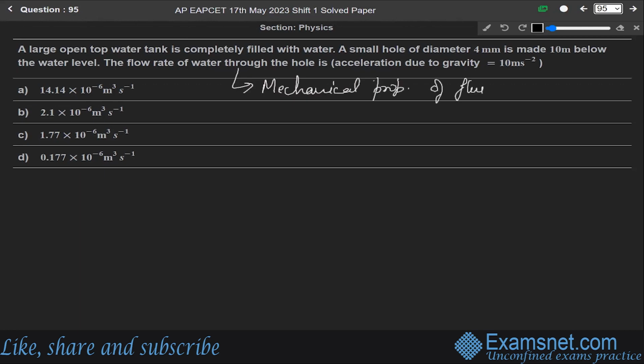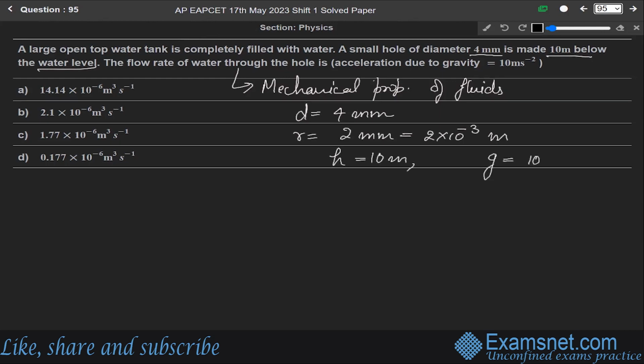So in this question, we are given a water tank which is filled with water, and in this water tank a small hole is made whose diameter is 4 millimeter. So D is given as 4 millimeter, so its radius will be 2 millimeter, which means 2 into 10 to the power minus 3 meter. And this hole is made 10 meter below the water level, so the height will be h equals 10 meter, and gravity is given as 10 meter per second square. We have to find the flow rate of water.